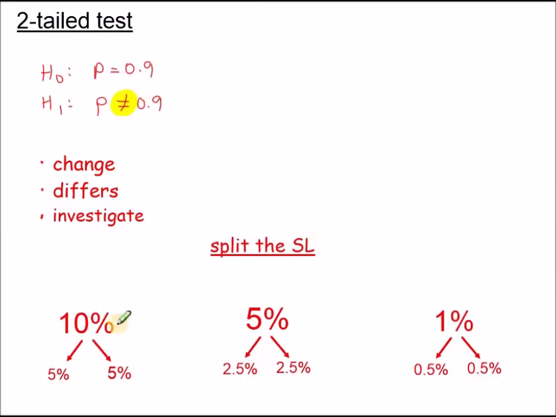We need to split the significance level. So if you have a 10% significance level, we split it 5%, 5%. So 5% goes in the lower tail, 5% in the upper tail, and likewise here. The next example will demonstrate a two-tailed test.